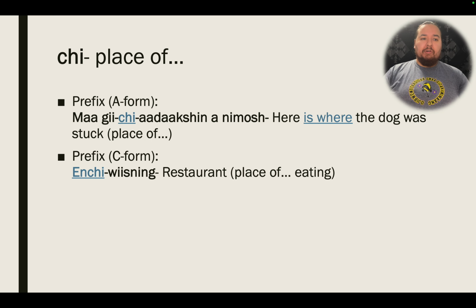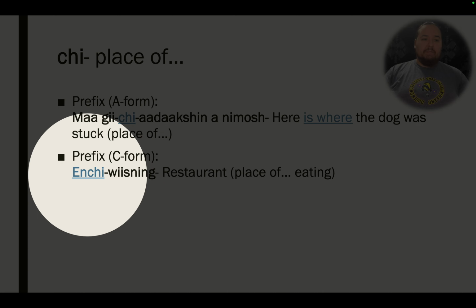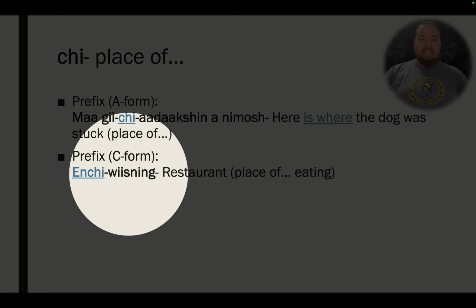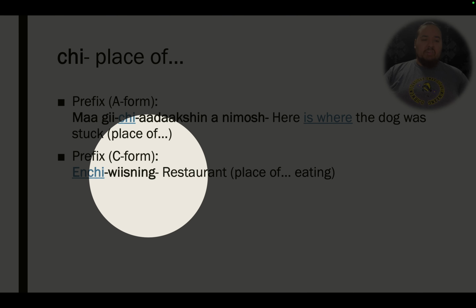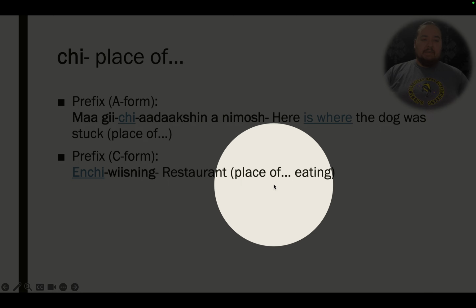Next, in prefix form, enchewisning means restaurant or place of eating. Enche is the change form in C form. Enche, place of, wisne, eating. And then that ng suffix is our indefinite actor, meaning unspecified person. So enchewisning, restaurant or place of eating.